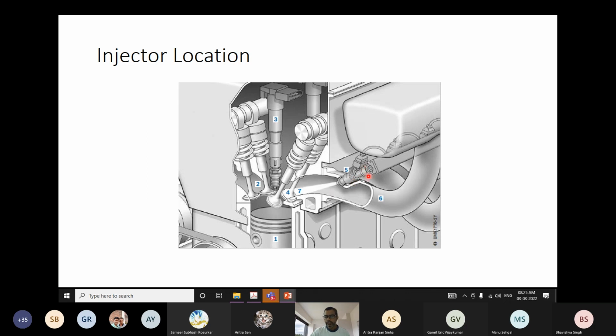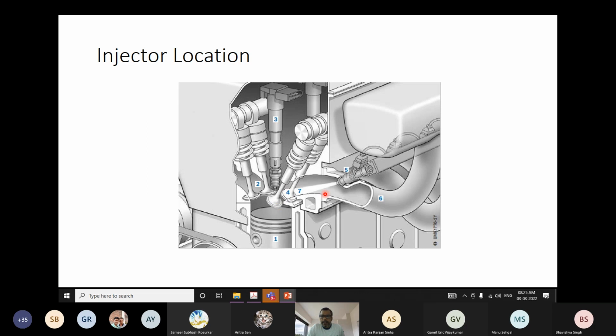If you remove this injector from the engine, you just take it out, and somehow put a light in, because inside it is dark, and then try to see from here, you will see the back side of the intake valve. This part you can see.